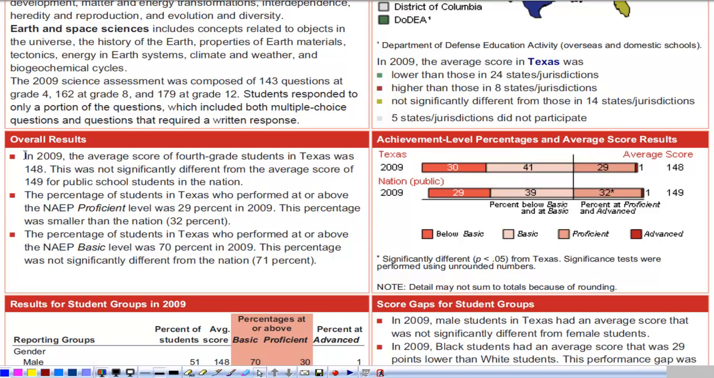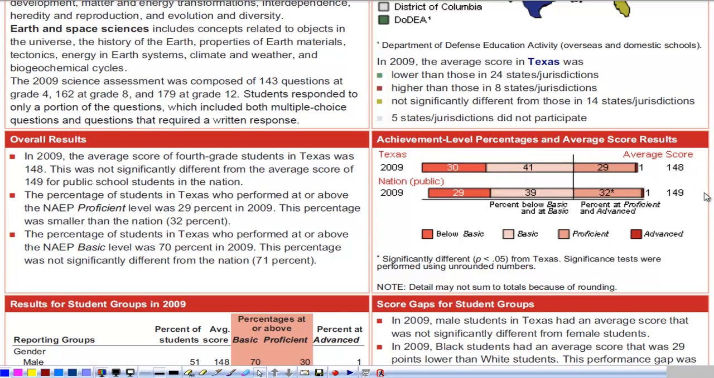Okay, first of all, in 2009, I'm right here, just below the overall results. In 2009, the average score of 4th grade students in Texas was 148. This was not significantly different than the average score of 149 for public school students in the nation. So on the graph over here, you see that you have 148 for Texas, 149 for the nation. So Texas actually did score a little bit lower on their average score than the nation as a whole. However, the difference between those is not very big.